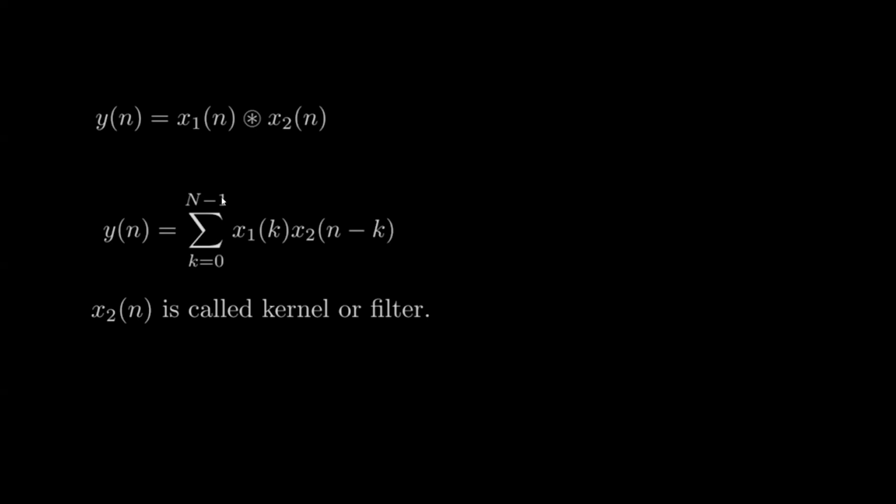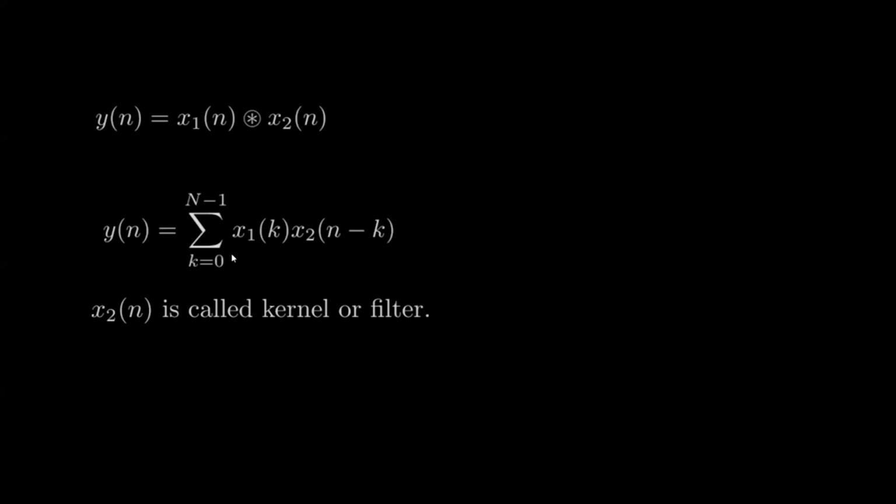From the previous section, where we learned about shifting and delaying signals, we know that n minus k represents a time delay by k units. The limits of k go from 0 to n minus 1. When k is equal to 0, there is no shift, meaning x2 of n is in its original position. When k is equal to 1, the signal x2 of n is shifted 1 unit to the right.